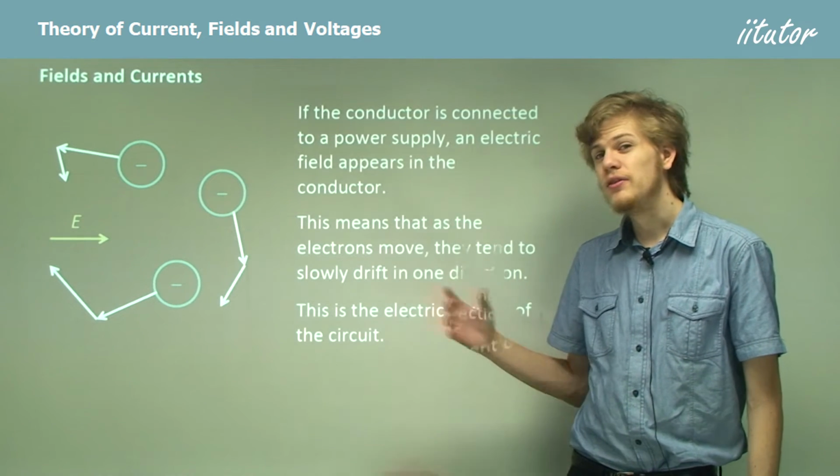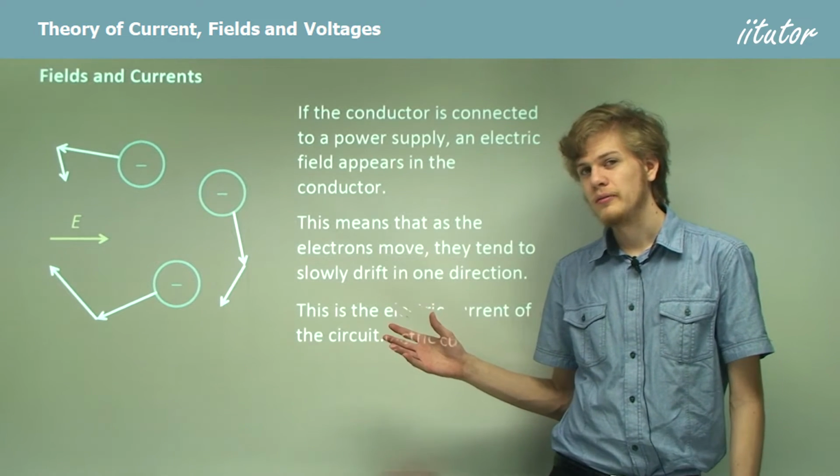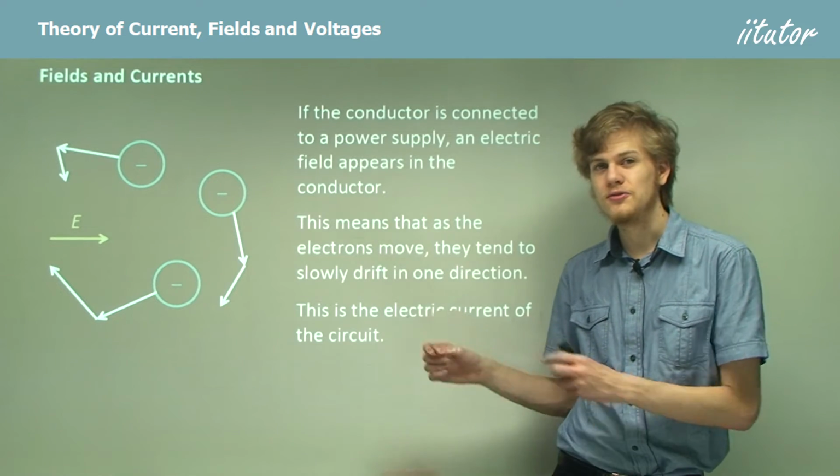The actual speed of the electrons through the wire is only about walking pace. It's not very quick, but the reason electricity carries so much power is because there are so many electrons in each part of the wire.